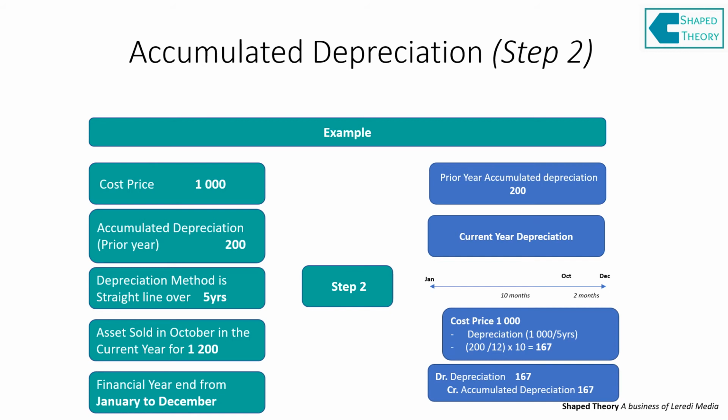Now, the total accumulated depreciation can therefore be calculated as the previous accumulated depreciation of 200 plus the current depreciation of 167, which will give us the total accumulated depreciation of 367.